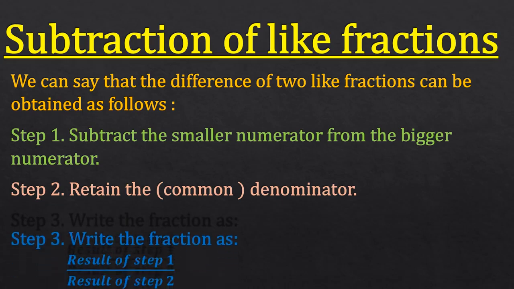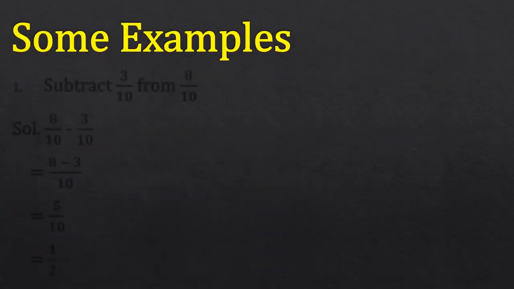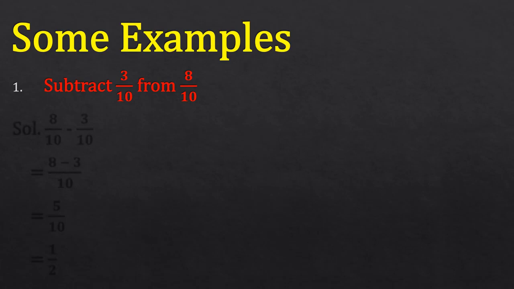Then our rule is step 3. Result of step 1, that is the difference of both the numerators, divided by result of step 2, that is the common denominator. See some examples now. First example is subtract 3/10 from 8/10. Again I am reading, subtract 3/10 from 8/10.